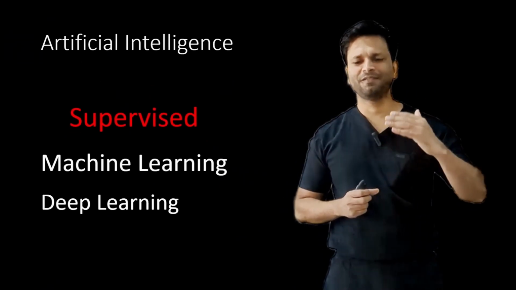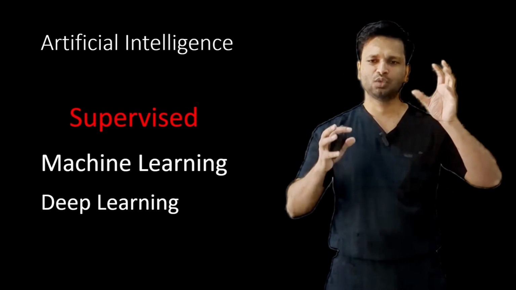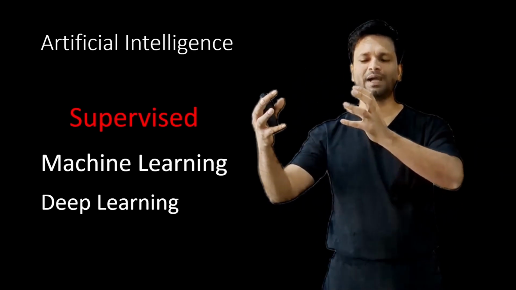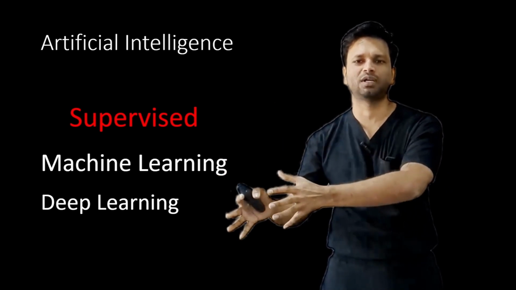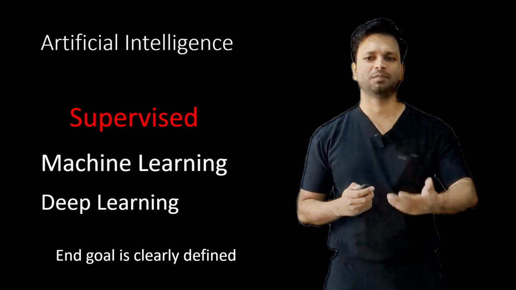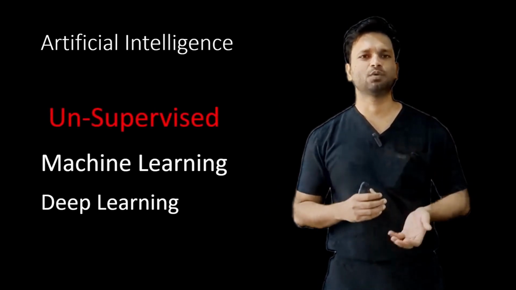So here we clearly specify the outcome: this is the data and you are supposed to learn to identify a cat. We have a clear outcome. So where an outcome is specified, it is called supervised machine learning or deep learning, where the end goal is clearly defined. Then there is something called unsupervised.